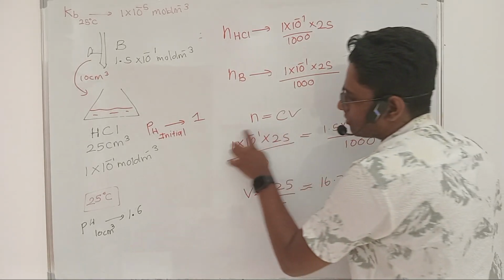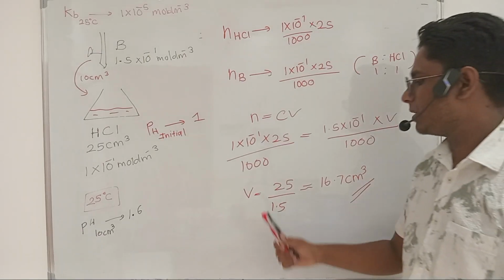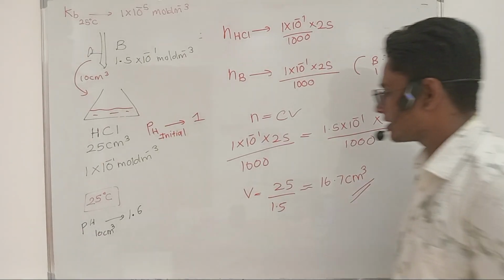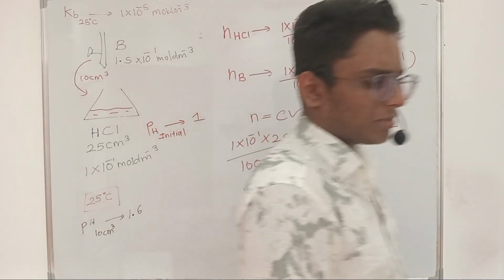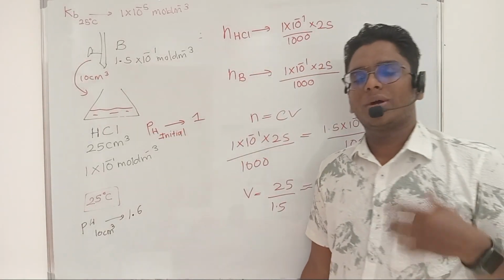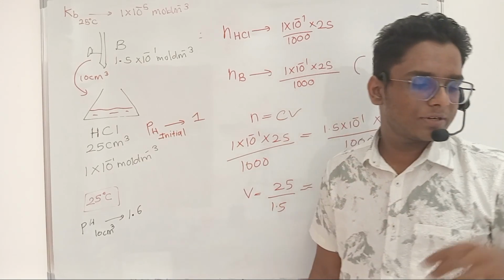So here we are putting the moles of B, we are putting the concentration of B, and we are finding the volume of B needed, that is 16.7 centimeter cube, right? I hope you all understood. Now let me ask you a question. What is the difference between equivalence point and end point? Anyone?